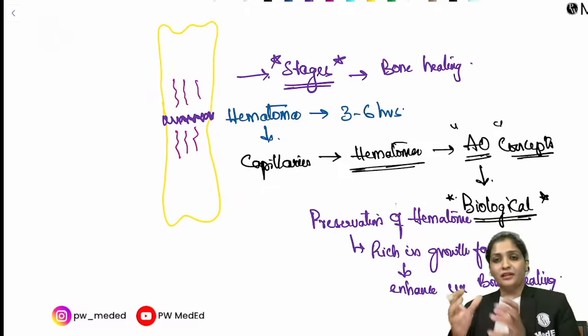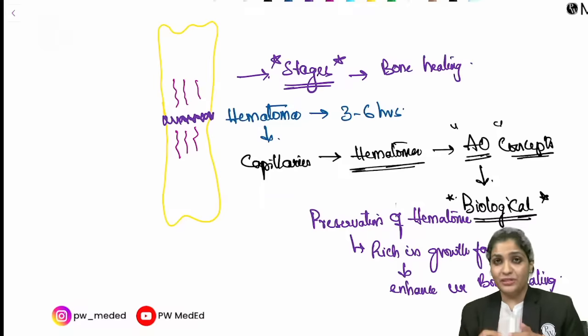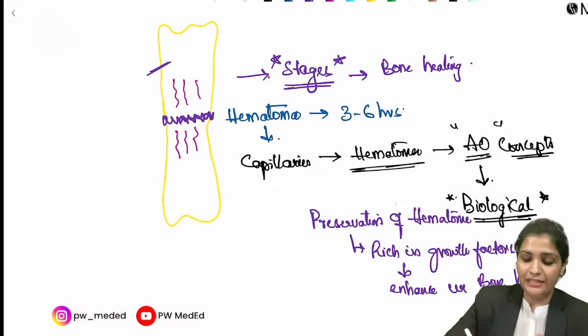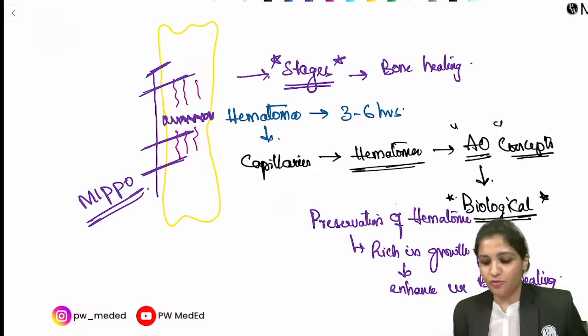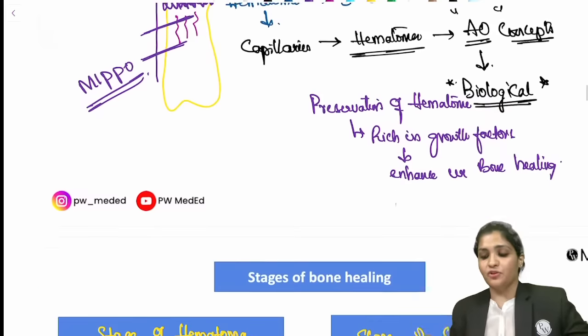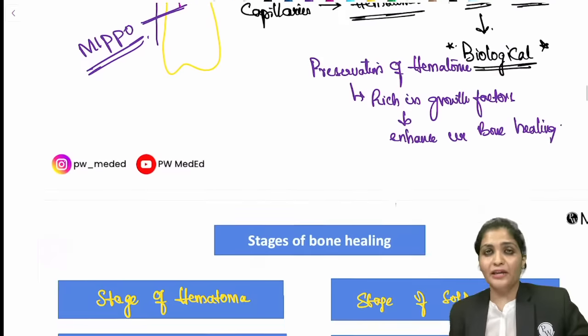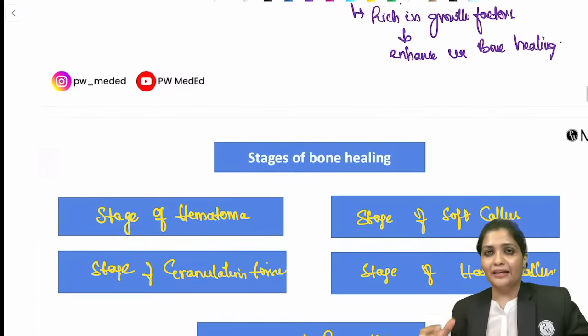To preserve this hematoma, we are introducing various surgeries, like minimally invasive techniques, MIPO techniques, where the fracture hematoma is not opened and the plate is put through an incision made away from the fracture. You pass the plate like this and then fix it with screws under C-arm guidance. That is called MIPO, minimally invasive plating osteosynthesis. It has come with the concept of preservation of the fracture hematoma, which is biologically very rich in growth factors that will enhance your fracture healing.